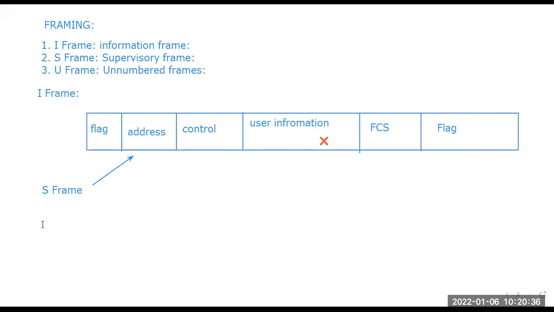And lastly, there is another part, that is the U frame. So what happened in the U frame? The format is the same: flag, address, control, and lastly FCS and flag. But in place of this user information, there is another part that is known as the management information.